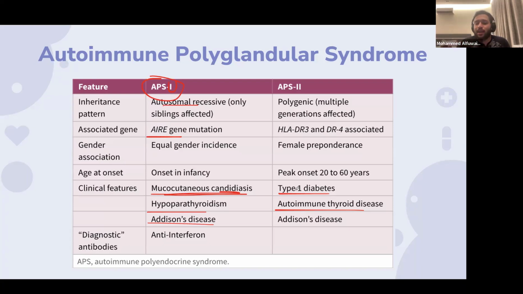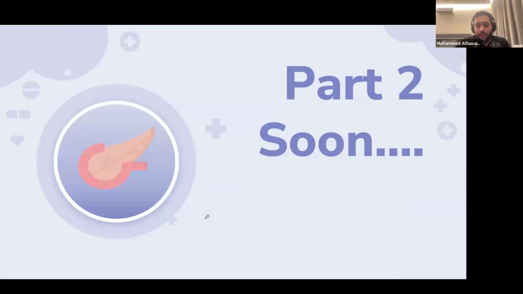Okay, this is very important. You will get a sign, you'll get a picture of either someone with tongue candidiasis or anywhere else. Okay, this is a very important concept. With hypoparathyroidism and Addison's disease, diagnostic antibodies is anti-interferon for APS1. APS2 is less common, and they typically have type 1 diabetes with Addison's and autoimmune thyroid disease. Okay, but just remember Candida and APS1. Okay, and we are done with the endocrine crash course.